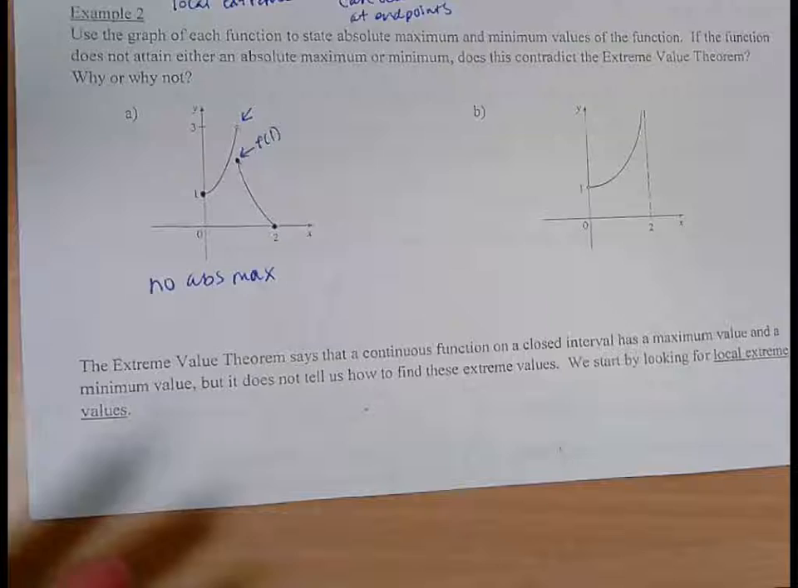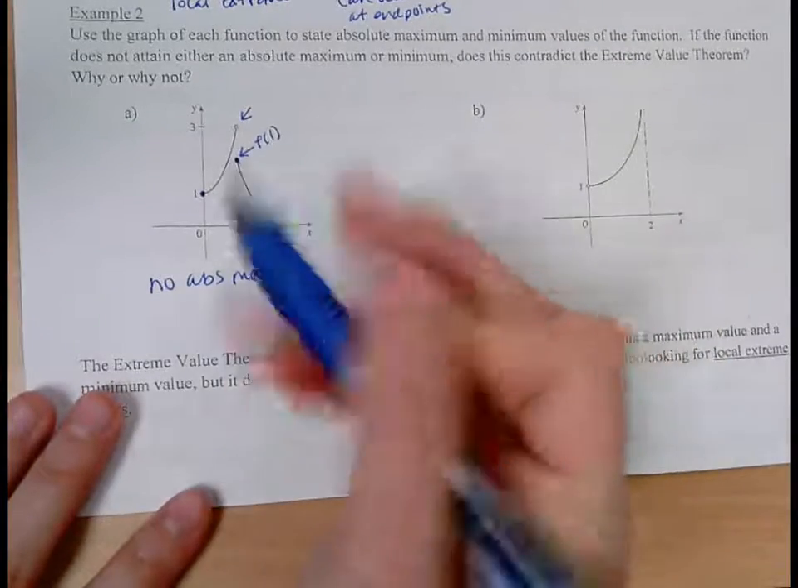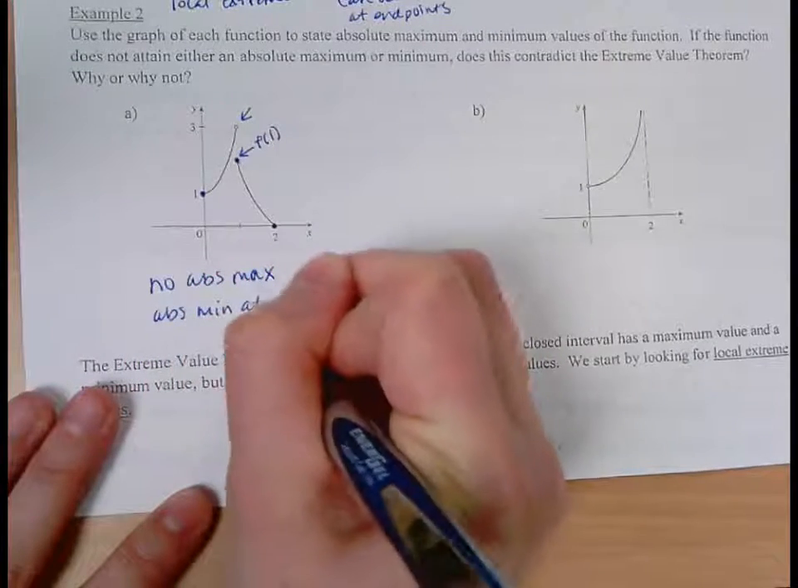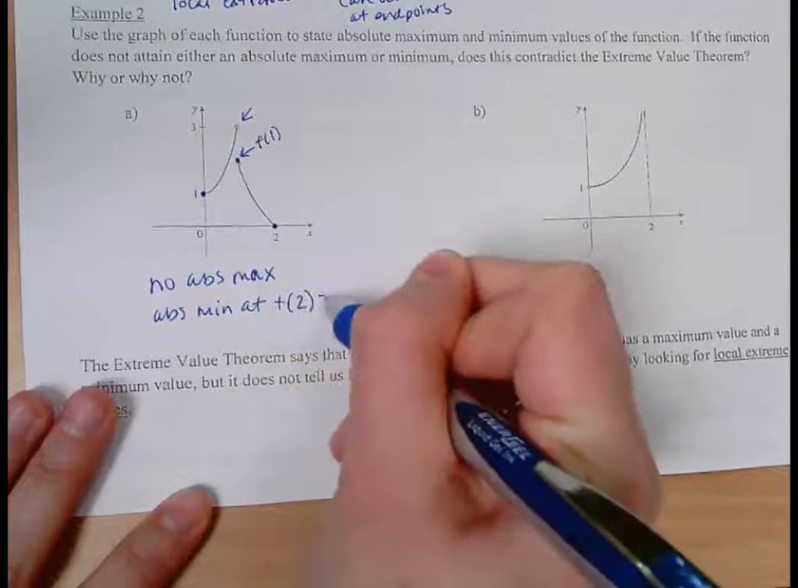Is there an absolute min? Yes. There would be an absolute min, and that would occur at 2, 0. So f of 2 equals 0.